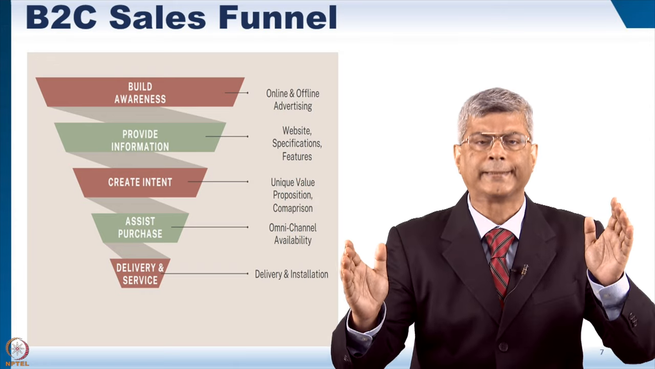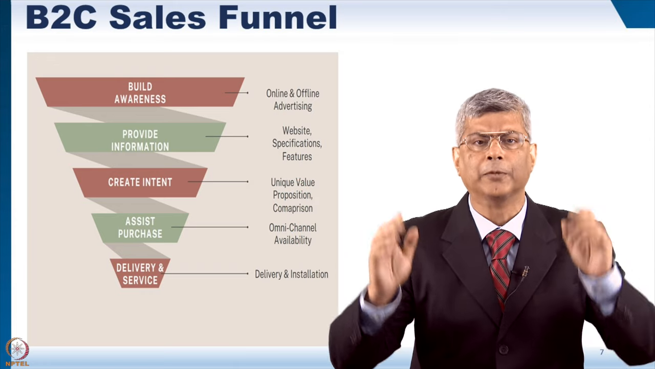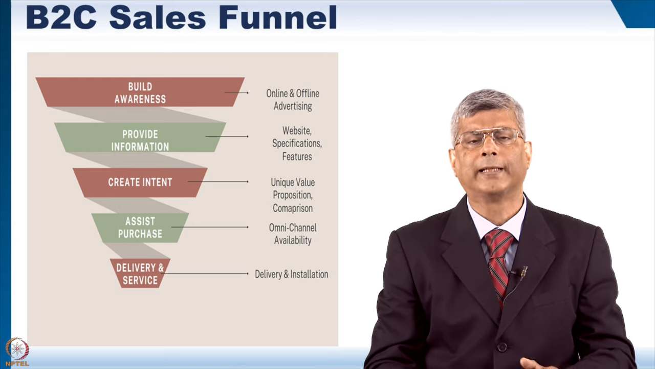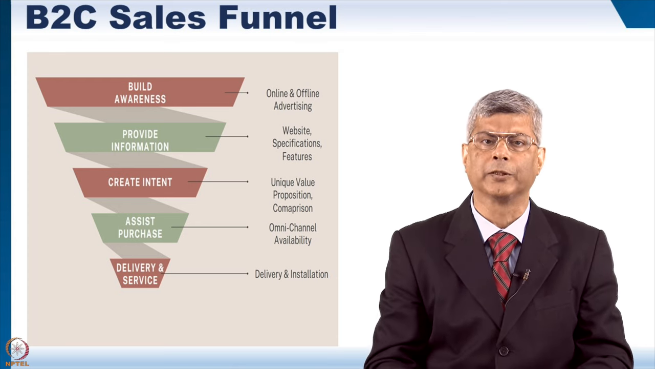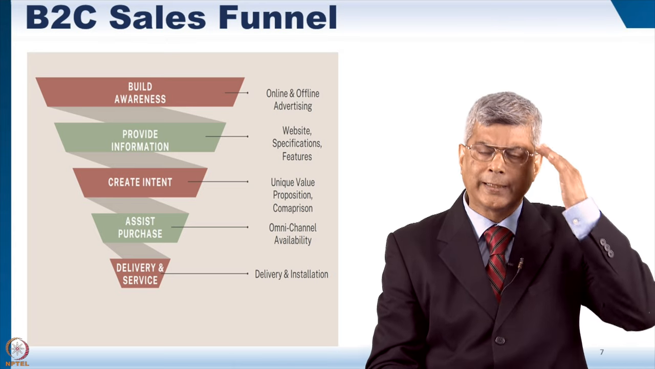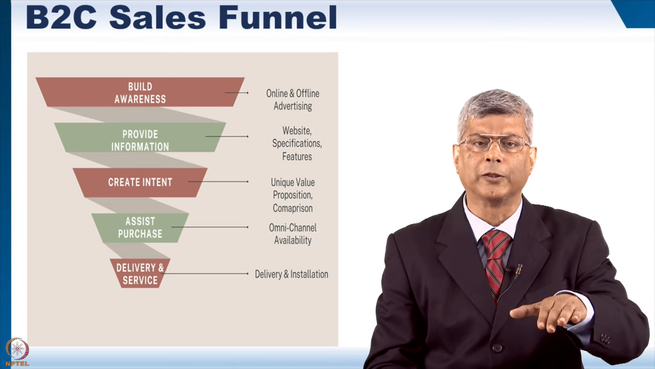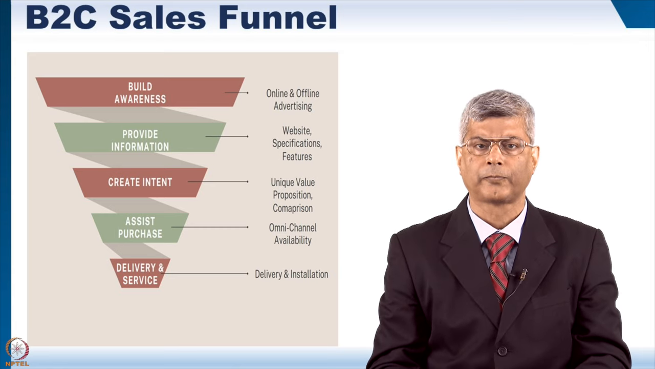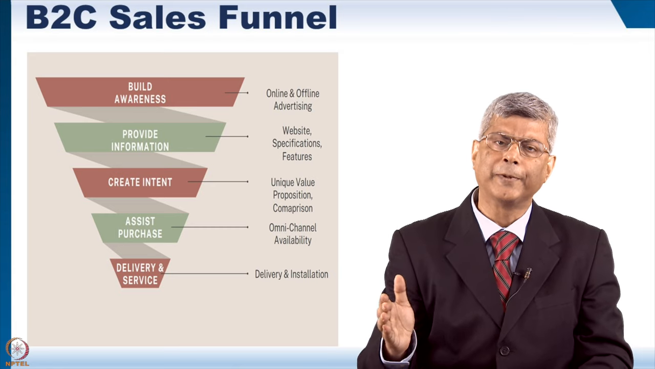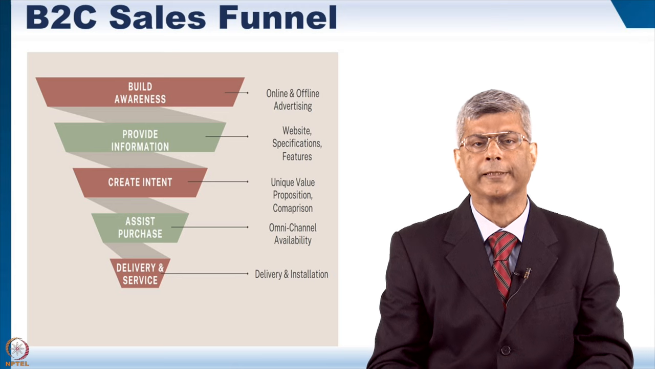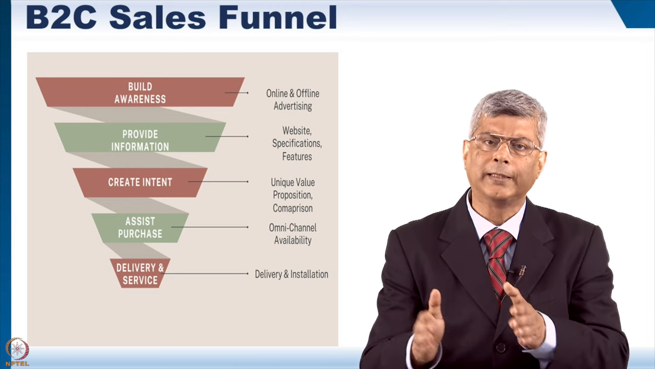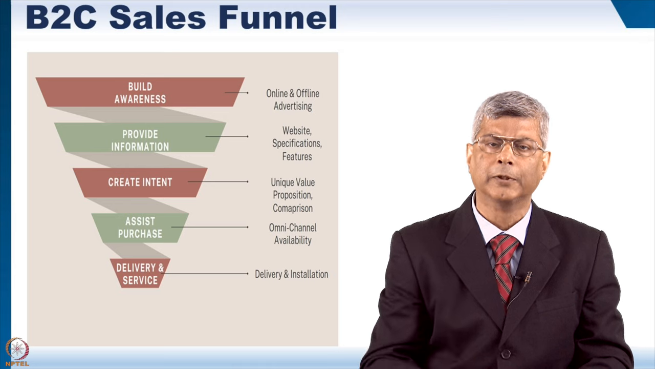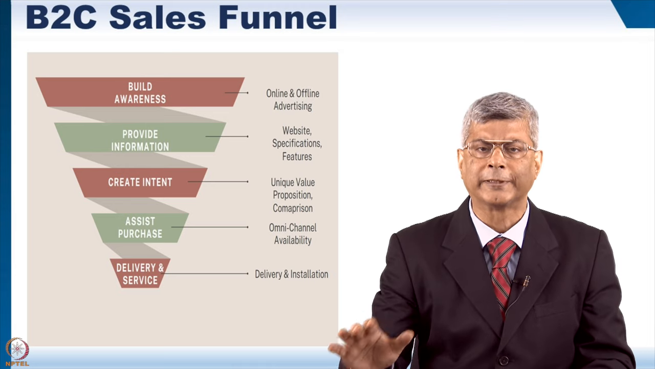So you build your awareness, let's say, with 1 million people. Next is, once they're aware, you have to give them enough information so they can decide whether to buy your product or not buy your product, or whether to buy your product or someone else's product. And then you have to keep nudging them, because not everybody will be interested. So you have to keep nudging them towards your value proposition and how it is better than anybody else's. I'll show some examples in a while.